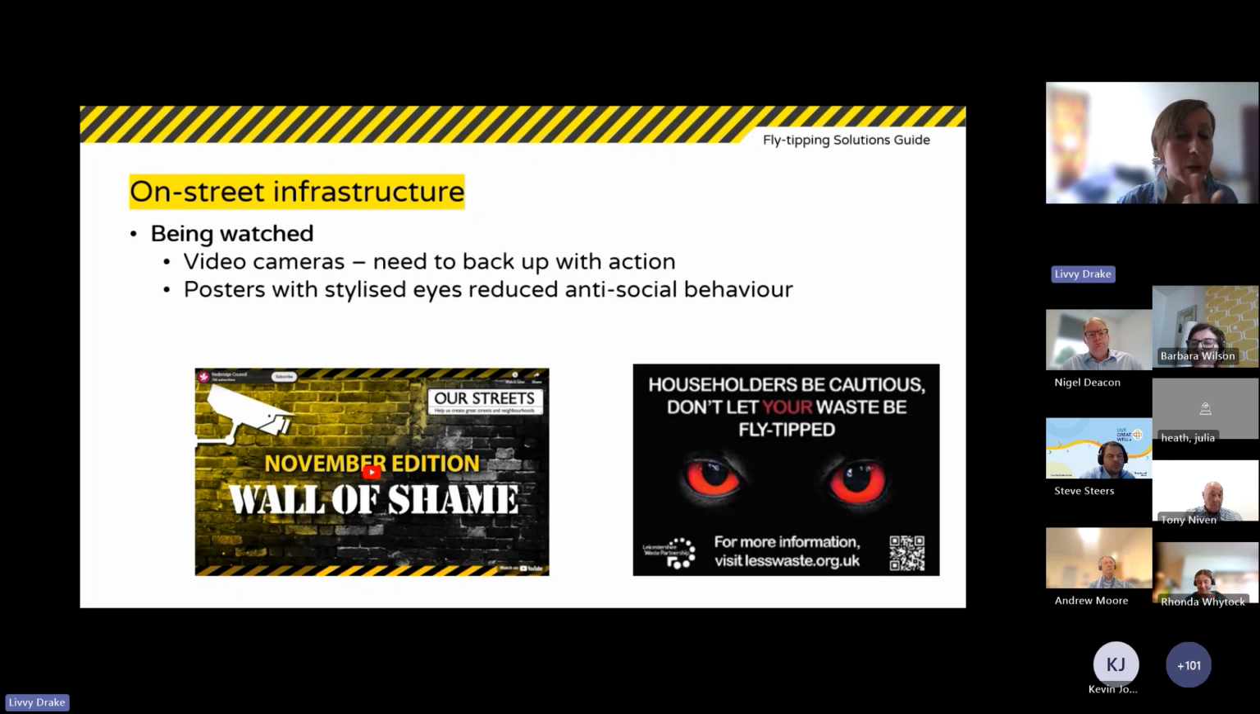So posters with stylized eyes have been shown to reduce antisocial behaviour for things like littering and dog fouling. They're being used by fly tipping campaigns. But a word of warning, they don't work in places like dark alleyways, because people know they're not being watched, or they've been less effective in social housing areas. But that could be because the social norms are stronger around people doing antisocial behaviour. But they are something to consider, and thinking about how you can use this piece.